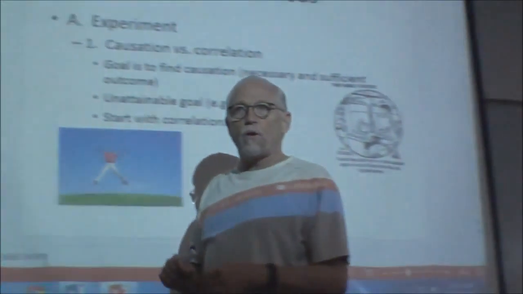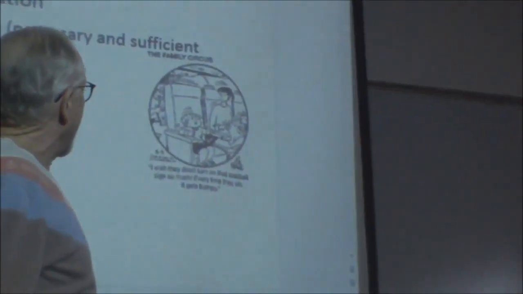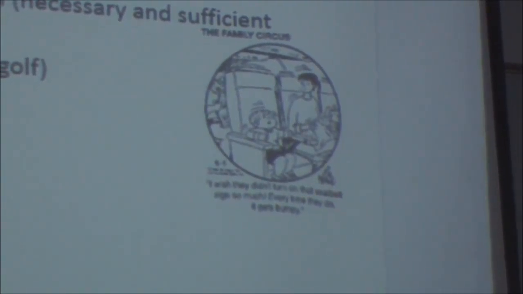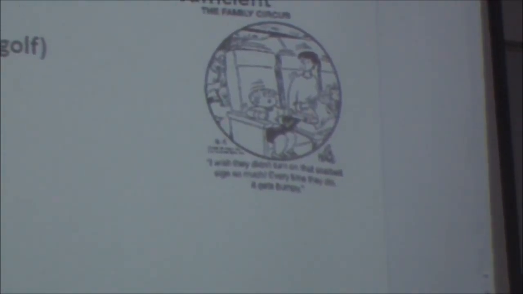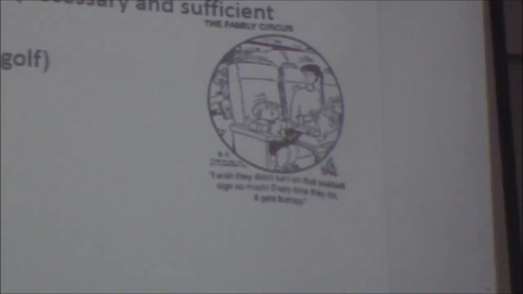This is an example of correlation. The little kid, I don't know if you can read this, is sitting there on an airplane. He says, I wish they didn't turn on those overhead signs so much. Every time they do, it gets bumpy. What's going on? There is an association between turning on the light, saying, please stay seated, strap in your seatbelt, and getting bumpy. What's that called? Correlation. Correlation is merely a vague association between things.